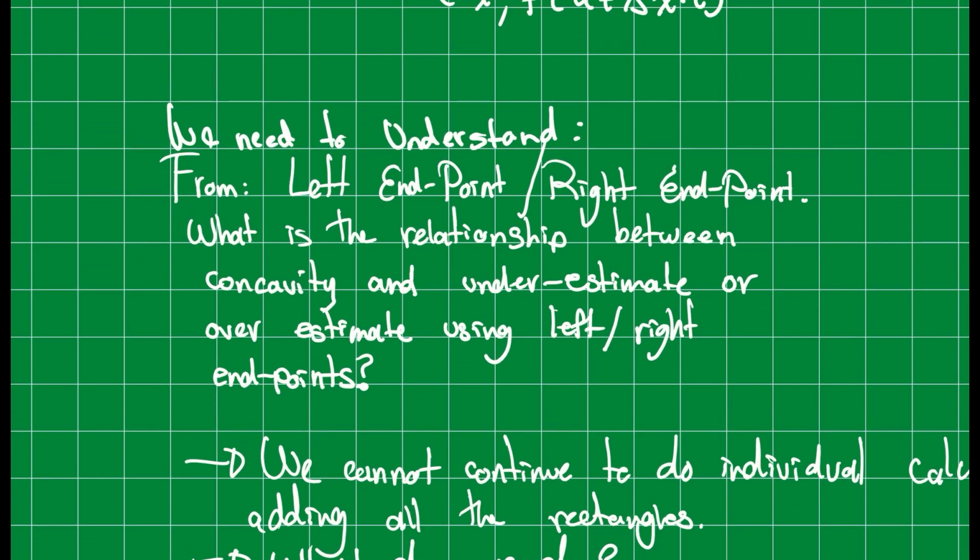We need to understand, from the left endpoint and the right endpoint, what is the relationship between concavity, and whether we are asking for an underestimate or an overestimate, and which one gives us which. Does taking the summation from the left endpoint give me an overestimate or an underestimate, and vice versa for the right endpoint? And the answer is, there is no simple answer. You do need to observe. There are certain characteristics that must be met.